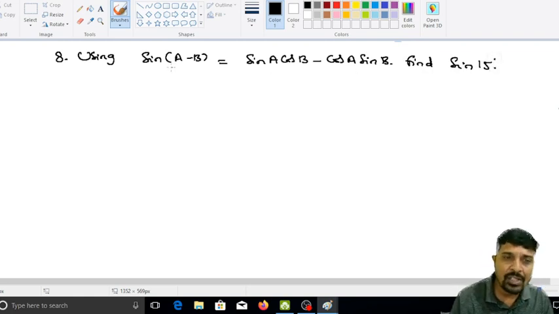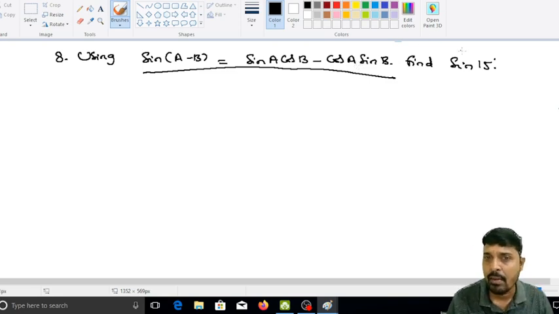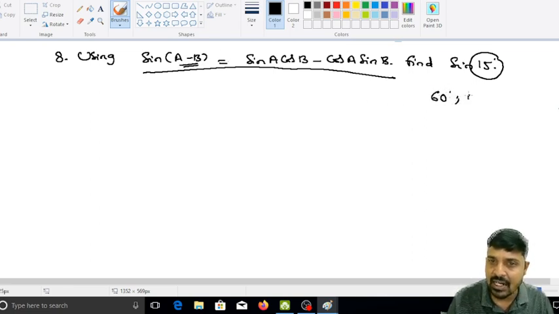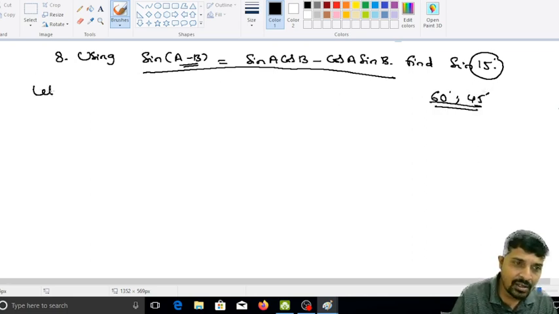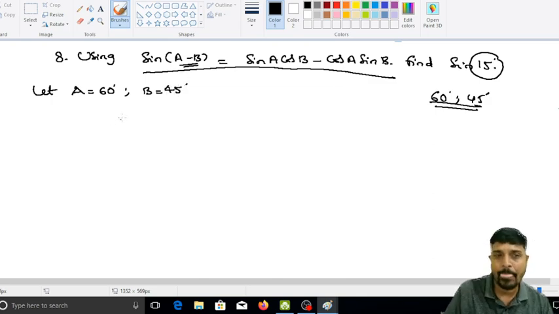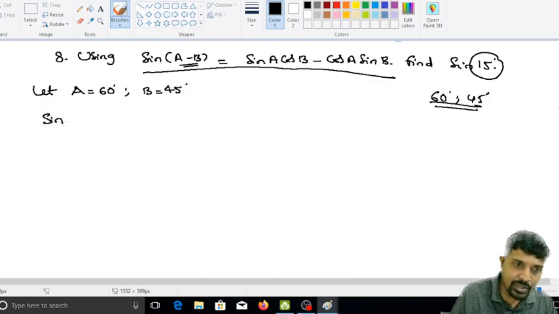Okay, now this is the formula that he has given, and we have to use this formula now to find the value of sin 15. See, 15 is the difference of 60 degrees and 45 degrees. That's why I am assuming that A is equal to 60 degrees and B is equal to 45 degrees. Now see, put the value. This is going to become sin(60 minus 45).